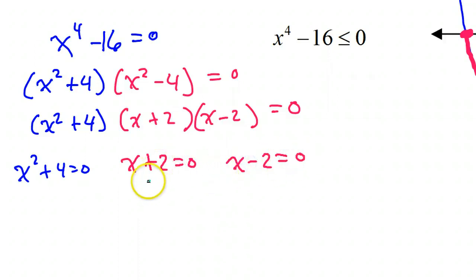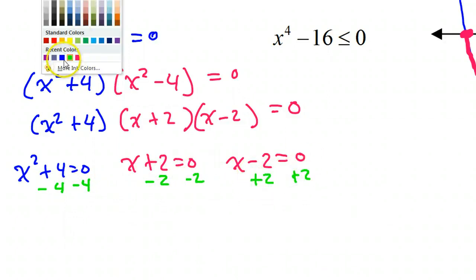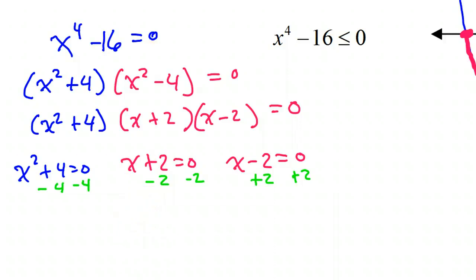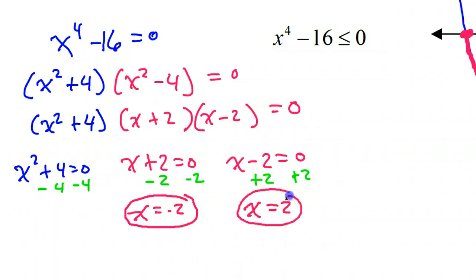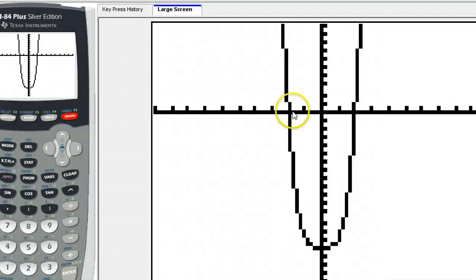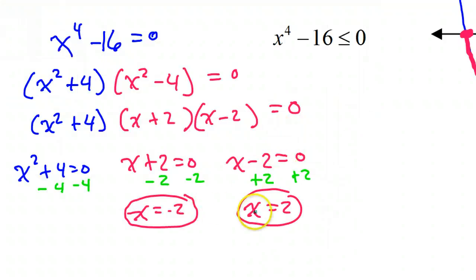Alright, these pink ones give us obvious solutions, right? To get x by itself, here I would subtract 4 from both sides, subtract 2 from both sides, add 2 to both sides. This is going to give me x equals -2. So right there, that's one of my zeros. That's an x-intercept. It would be (-2, 0). And this is going to give me x equals +2. Okay? So look, that's the -2 and +2 that we saw in the graph. That's where those come from.